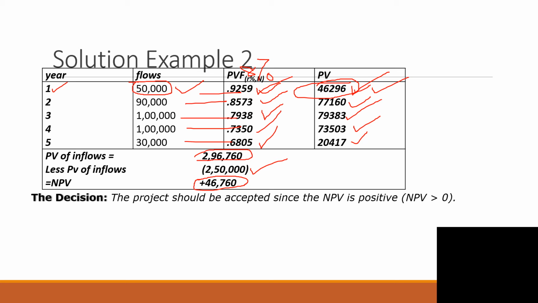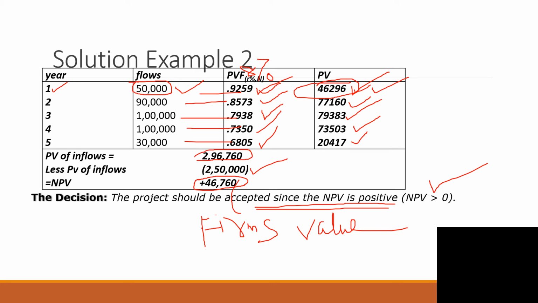This means if you accept the project, the NPV is greater than 0, positive NPV, so the value of the firm undertaking this project will increase by 46,760. So the management must decide to undertake this project if it is highly profitable and able to create a significantly positive NPV.